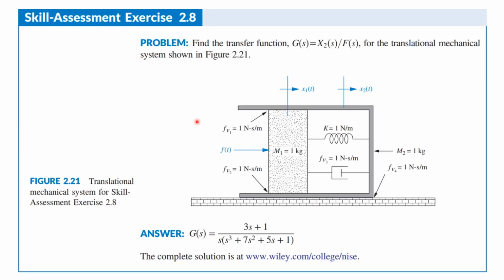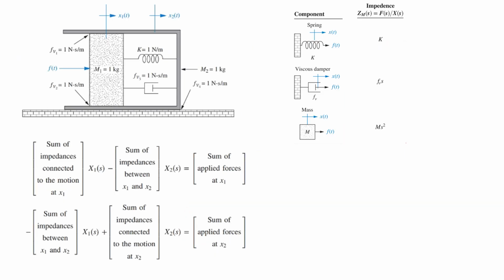So the book gives us the skill assessment to analyze. So here's another problem. It says, find the transfer function G(s), which equals X2 over F(s). So here, X2 is the motion of the outside block. X1 is the motion of the inside block. So he gives us the answer. He wants us to find it. So let's go through our analysis, and I'll do this for us. And you can check my handiwork.